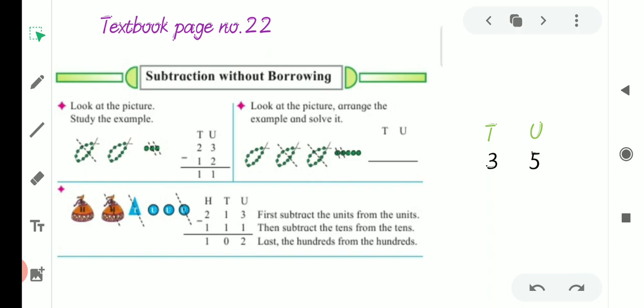So write the cancelled beads above this 5. Why? Because it is given in the units place. So you will write 2 beads which is cancelled. So write 2 over there.